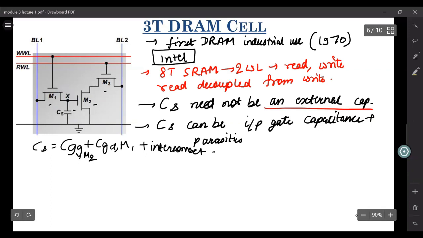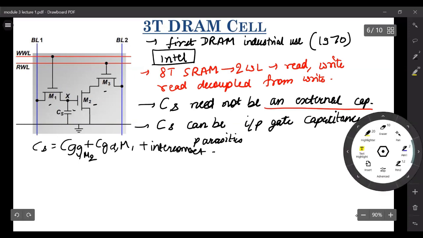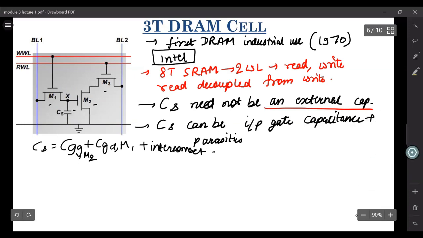Okay, now let me remove this. Now let us look at the write operation in this kind of cell. So let us look at the write operation.